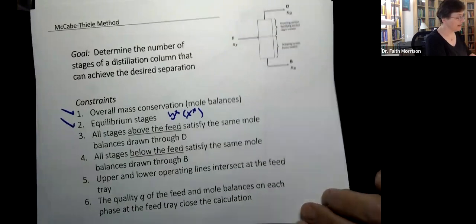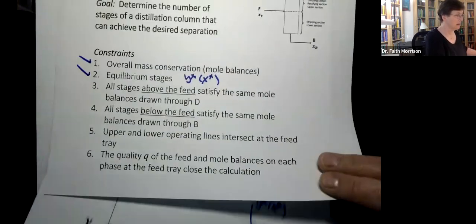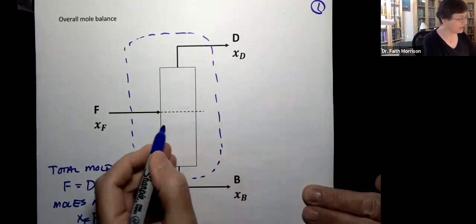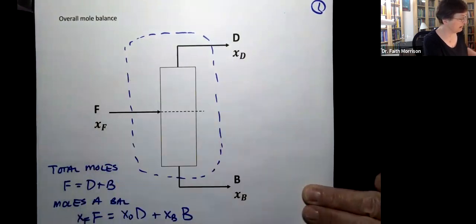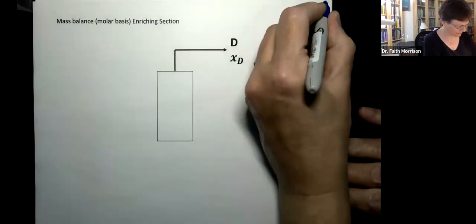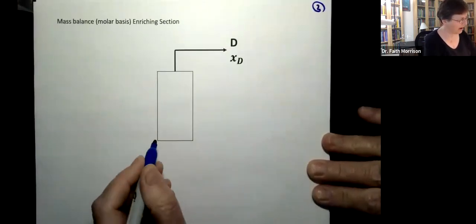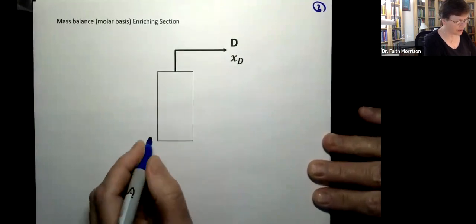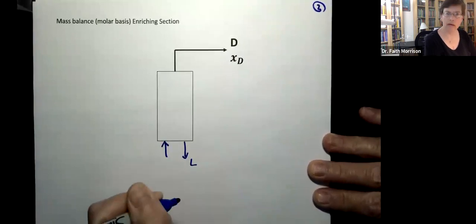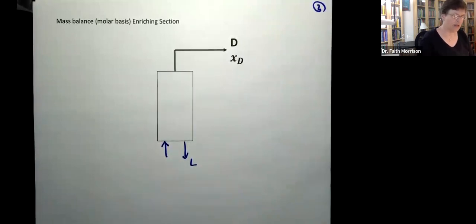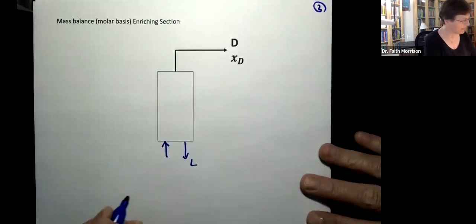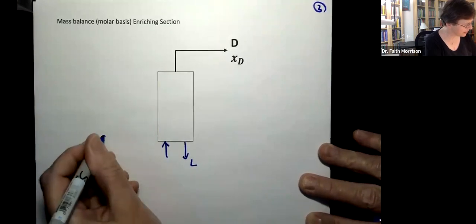So now we go to the third one. All stages above the feed must satisfy the mole balances. So here's our total distillation column, but I'm going to do a balance just above the feed. So that would look like this, drawing it separately. So now we've cut through the column. And so there are, in fact, liquid coming down and vapor coming up, right? And so I'm just going to pick an arbitrary number for this stage. I'm going to say that this is stage 2. It could be any number.